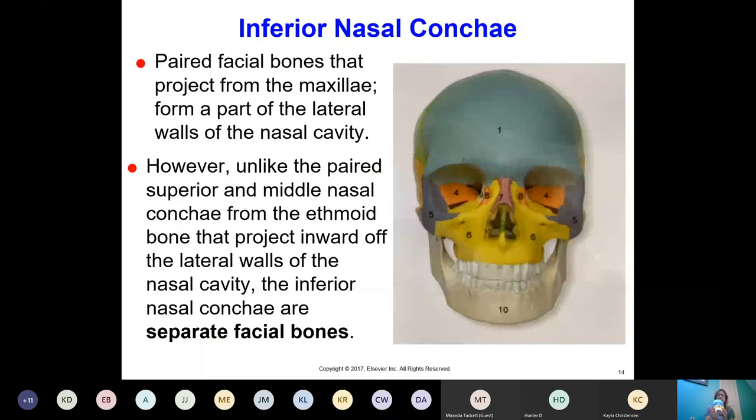So now we've got your inferior nasal concha. There's not a whole lot to know about your inferior nasal concha. They are paired facial bones because there's two of them, one on each side of the nose, that project from the maxilla and form a part of the lateral wall of the nasal cavity.